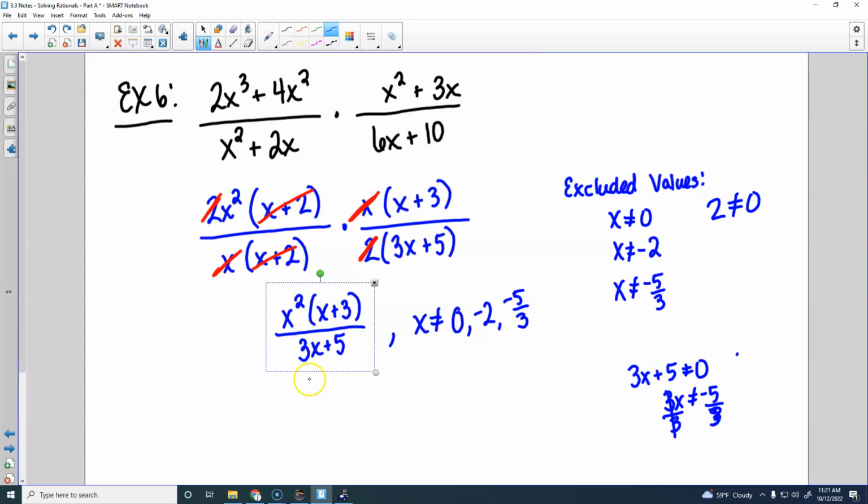You can. So if you said x to the third plus 3x squared over 3x plus 5, that would also be okay. I think that the answer key on the worksheet you're going to do is going to leave the answers more like this, where they're still factored out. But these are equivalent to each other, so that'll be fine.